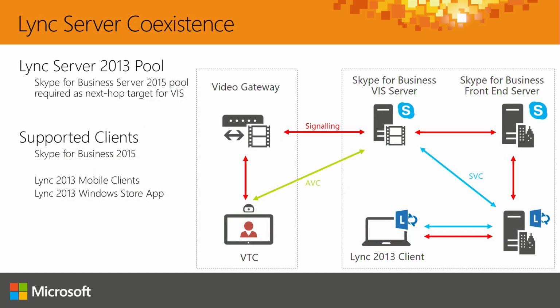So we will also support joining conferences on Lync Server 2013. If you have 2010, we don't support it. With 2013 conferences, as you can understand, you need to be in a coexistence mode between Skype for Business Server and 2013. Signaling goes to your next hop from VIS, always Skype for Business Server, but then media will be switched, SVC will be switched back to the Lync 2013 server, right?